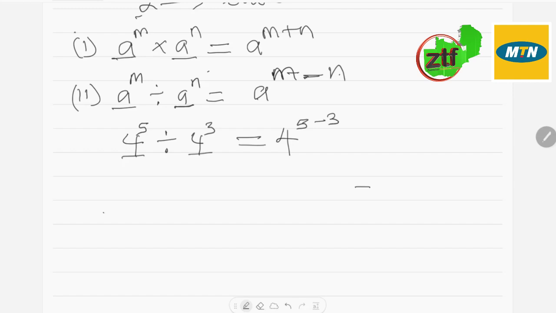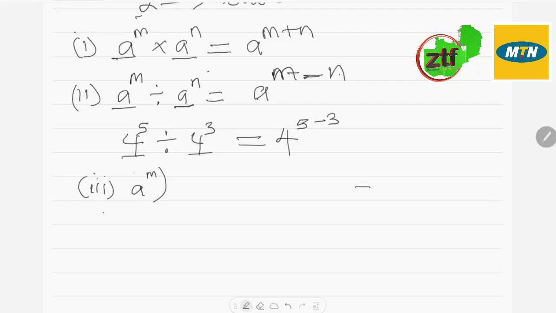This is one of the rules of indices that we can use to evaluate questions on indices. Now let's look at another basic rule, number 3. When we have a raised to the power m and then also exponent n, here we are multiplying. This is the same as a to the power m multiplied by n.